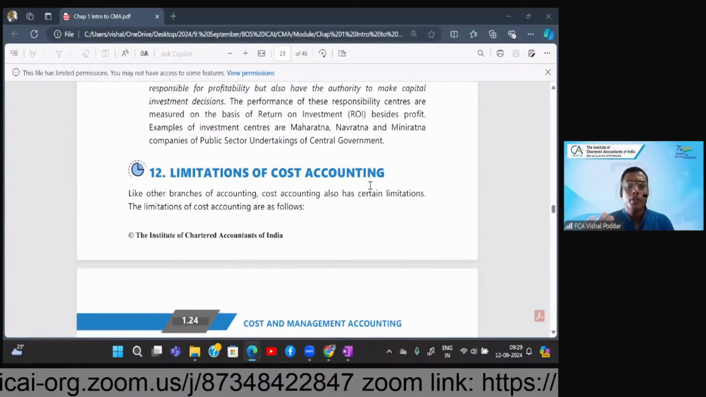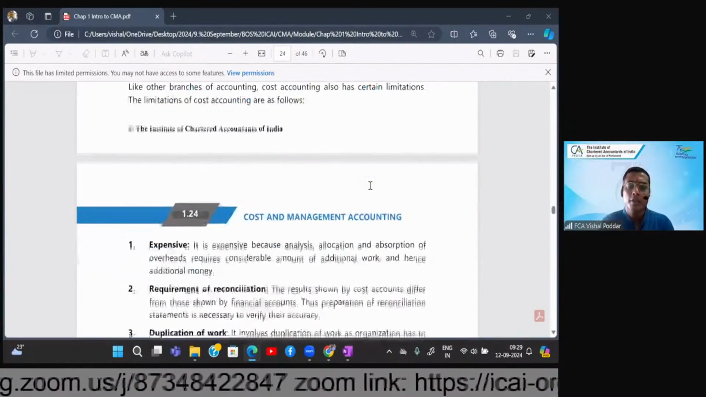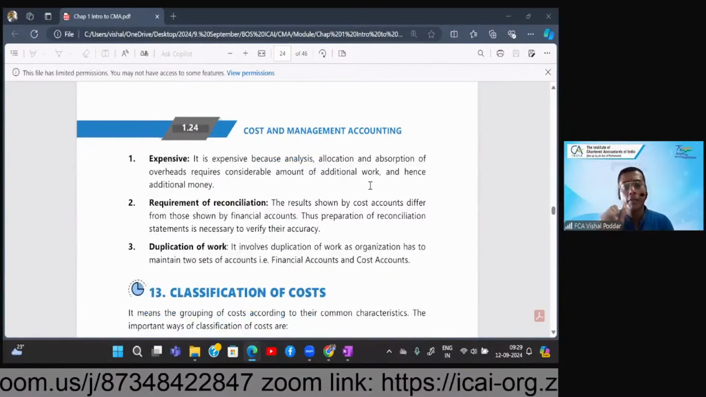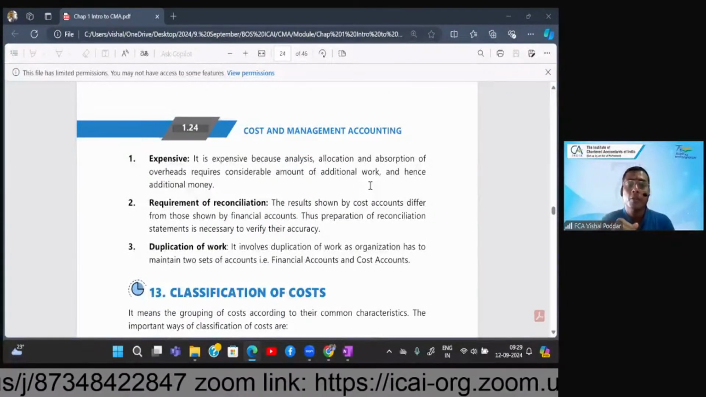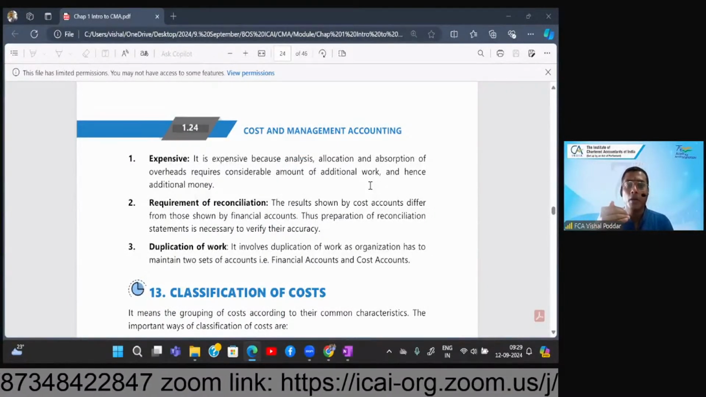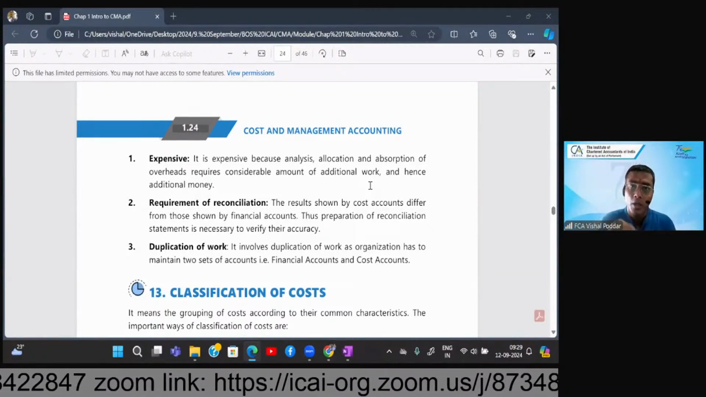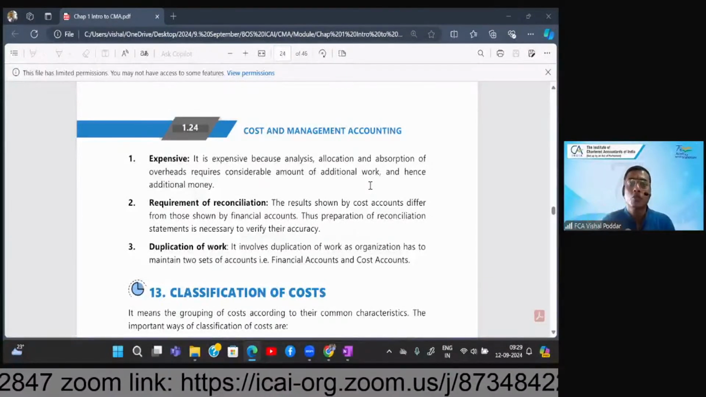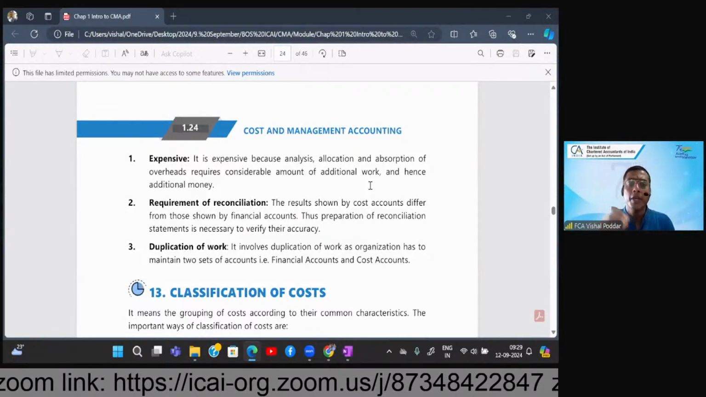Now we always talk about positives and negatives. So you have positives of cost accounting, but at the same time you have negatives. First negative is setting up a cost accounting system may be expensive because you'll require skilled people. You'll require people with thorough knowledge and experience of costing and cost accounting. Plus you'll require computer systems and software. It cannot be done manually or orally. So this will be expensive.